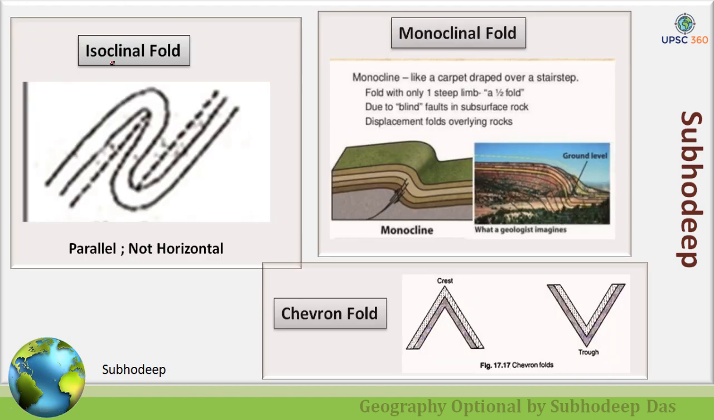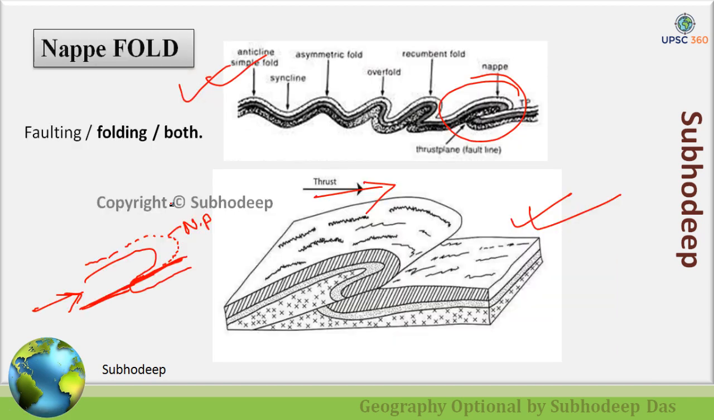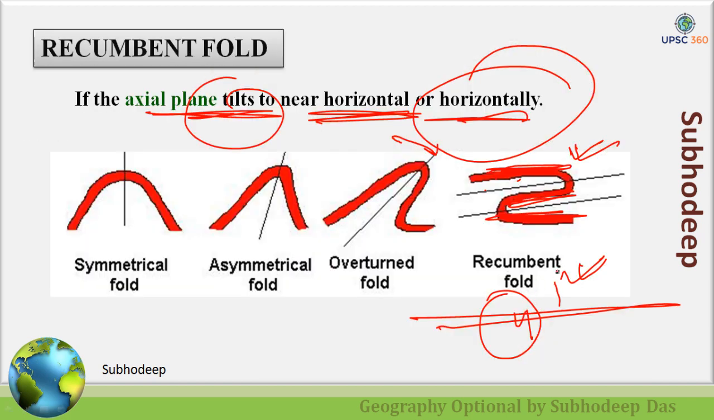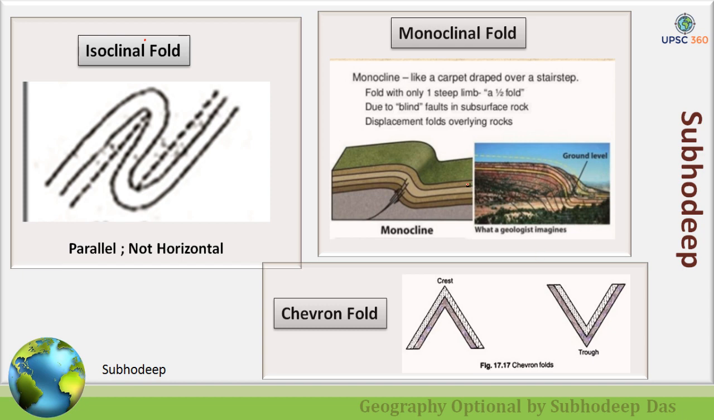Next is isoclinical fold. See, there is quite a small difference between isoclinical fold and recumbent fold. In recumbent fold, we have seen that the limbs become horizontal, right? But in isoclinical fold, they become parallel, not horizontal. They are not horizontal to the surface. But yes, in the case in which they are parallel to each other, this limb and this limb, that will be the case of isoclinical fold.